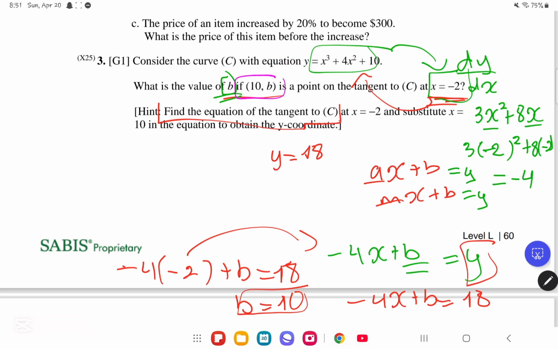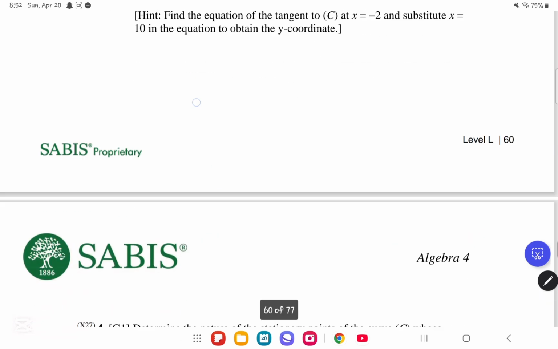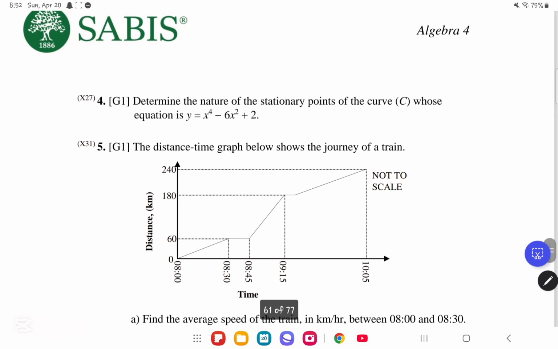So to find the value of b in y, very simply, we use the equation minus 4x plus 10 is equal to y. Then it's minus 4 times the x, which is 10, plus 10, equal to y. So the value of y is minus 4 times 10 plus 10, which is minus 30. The value of y is minus 30, and this is the value of b they were looking for. So we finish number 3, we move on to number 4.